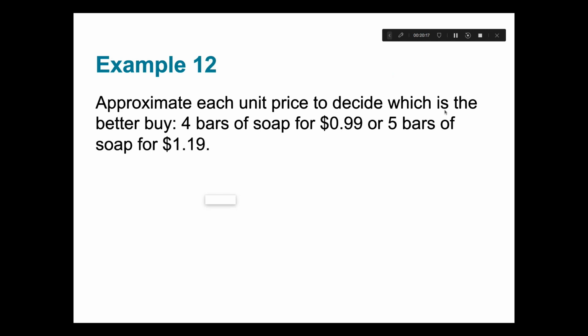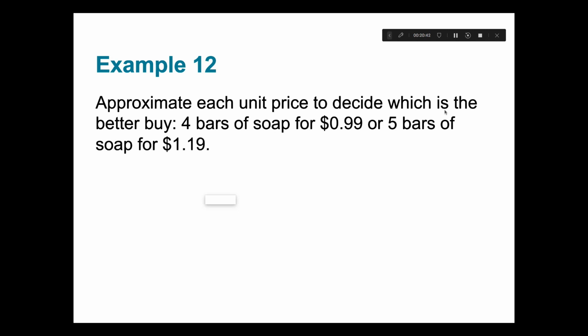Last example. We have 2 packages of soap. One is 4 bars for 99 cents. The other is 5 bars of soap for $1.19. We're trying to compare these, so I have 2 different ratios I need to set up. Look at the answers and figure out which is a better buy.